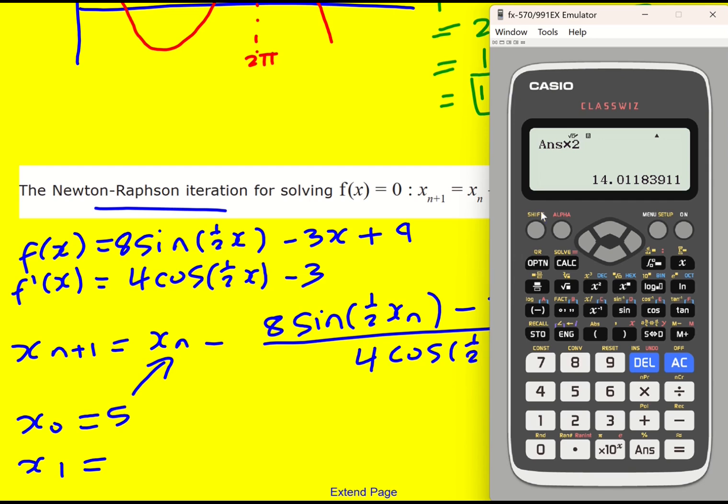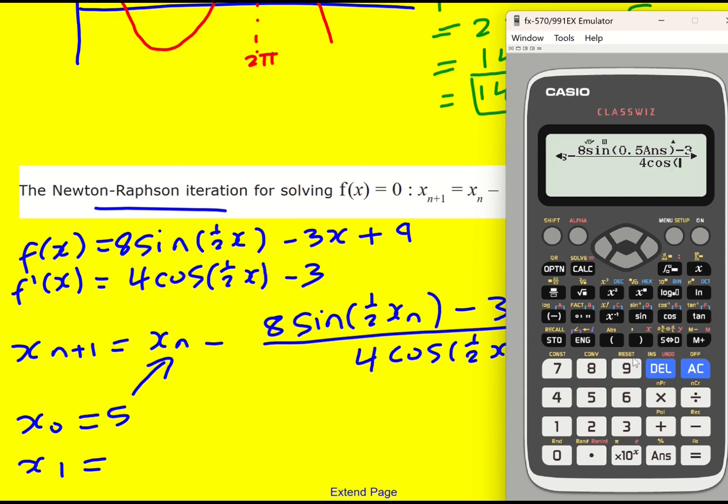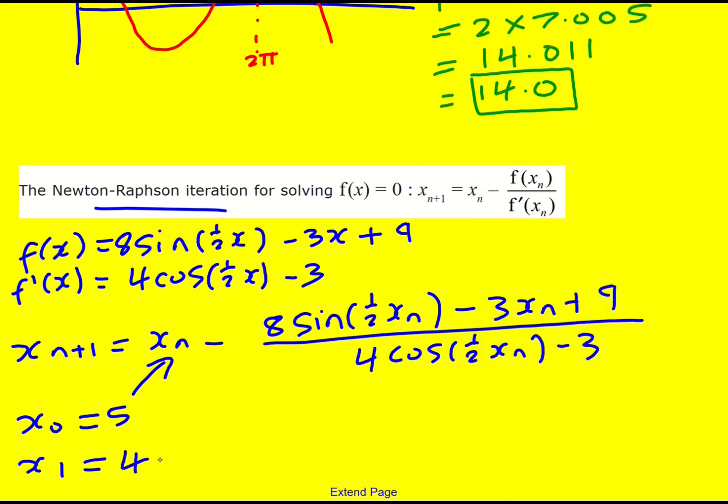Now, sometimes you have to do many iterations, and I think it's just good to get into this habit. Just type 5 equals, store that as our answer button, and then it's going to be answer, that's our xn, minus 8 sine a half xn minus 3 times xn, or x0 in our case, plus 9, all over 4 cos a half xn minus 3, which gives us 4.8046 as our second approximation, which I think was to 3 significant figures? Yes.